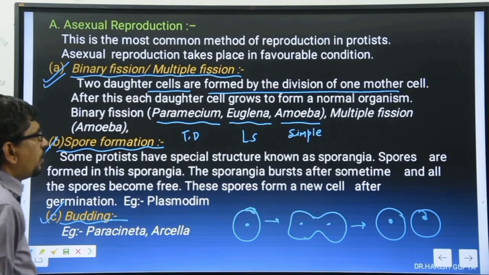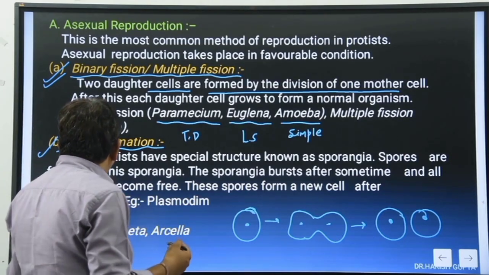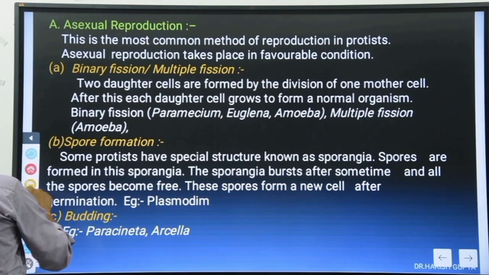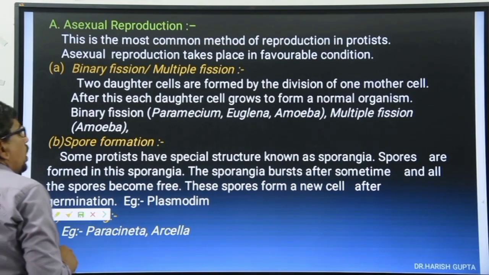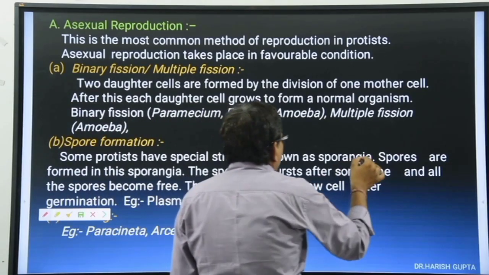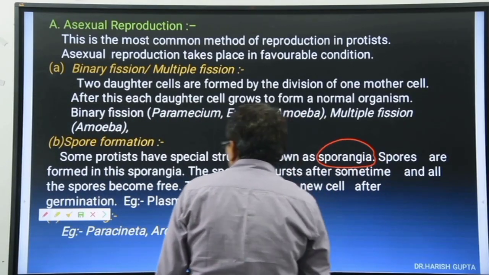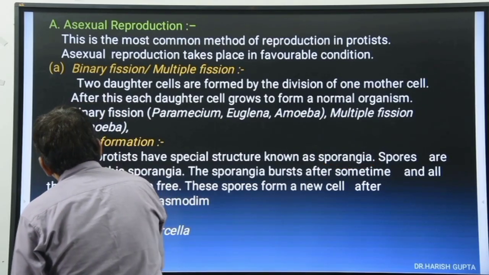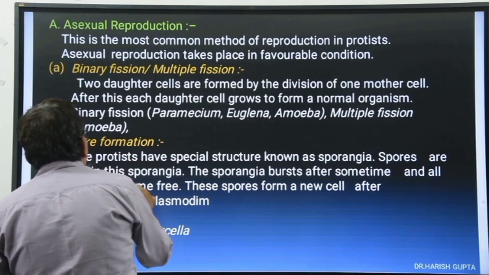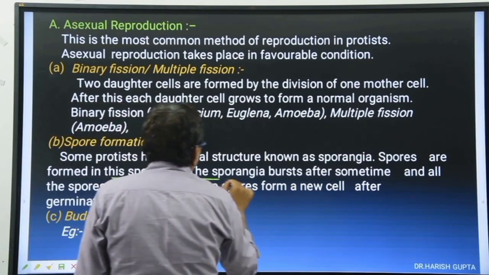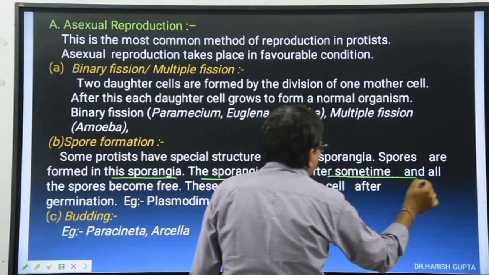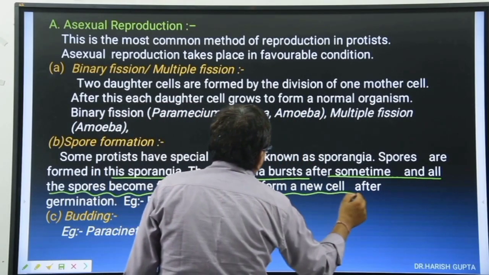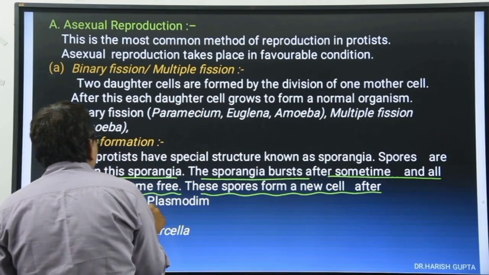Second one is the spore formation. Spore formation means when some members of the protista develop the spores, and these spores develop in a particular structure known as the sporangia. Spores are formed in this sporangia. Clear? These sporangia burst after some time, and all the spores become free. These spores form a new cell after germination. Example, plasmodium.